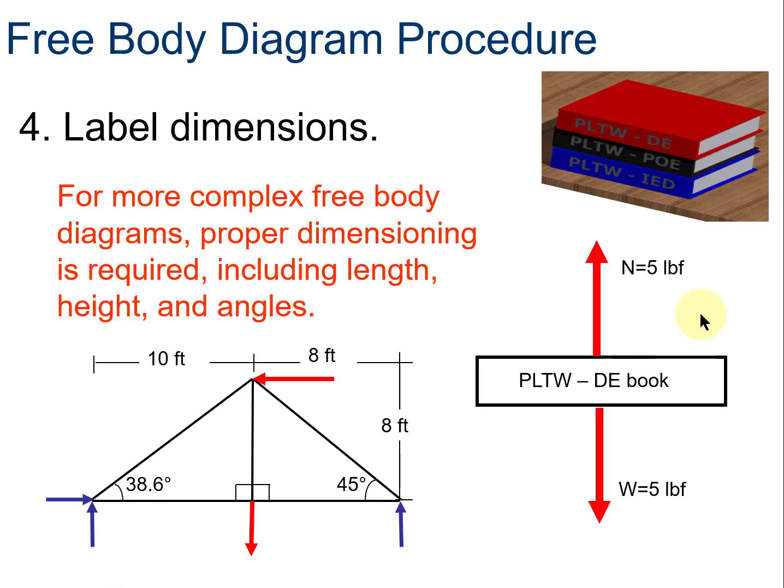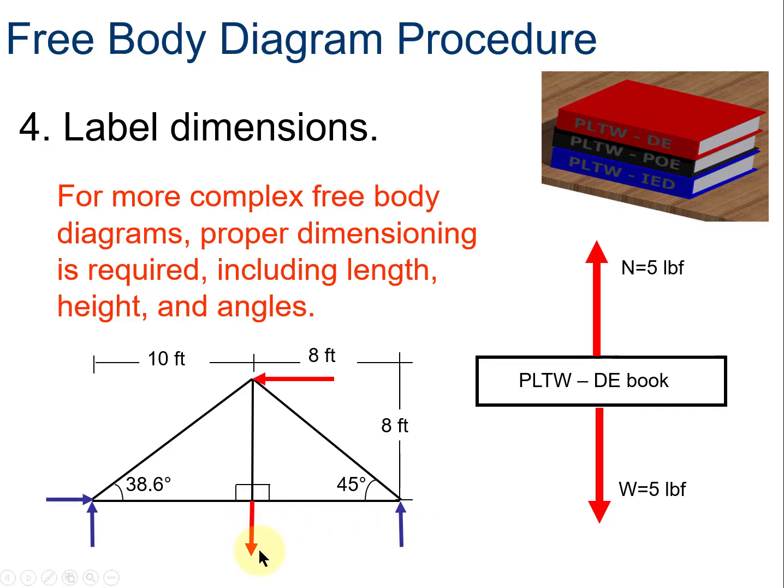Label the dimensions. Okay. Well, this is kind of jumping ahead a little bit, but for more complex free body diagrams, proper dimensioning is required, including length, height, and angles. For example, this is a very simple truss that we'll talk about when we start to talk about truss bridges. And these blue arrows represent reaction forces of the Earth on the bridge. So in the left case here, where we have a reaction force moving up and a reaction force moving to the right on the corner of the bridge, that means the bridge is pinned down right there. And when we have a reaction force that only pushes up, which indicates that there's no reaction force of the Earth horizontally, that means it's on a roller, so it can expand if it thermally expands or contracts.